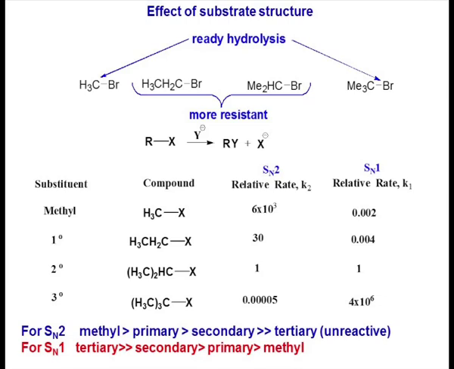What will happen to ethyl bromide and isopropyl bromide in this type of case? Ready hydrolysis takes place in methyl bromide and tertiary butyl bromide. I have explained why. There is more resistance in the case of ethyl bromide and isopropyl bromide. Why? Look at the data, RX with Y minus, and if we follow the reaction mechanism very cleanly, we will find that the SN2 rate will be maximum for methyl halide. Look at the data, 6 into 10 to the power 3, and the SN1 rate is found to be 0.002, almost negligible. And in the last case, where the SN2 reaction is very slow, that is 0.00005, again you can neglect it, and the SN1 rate is 4 into 10 to the power 6.